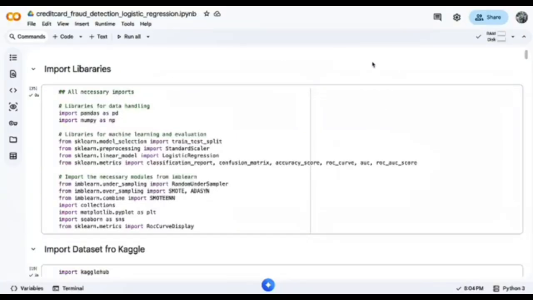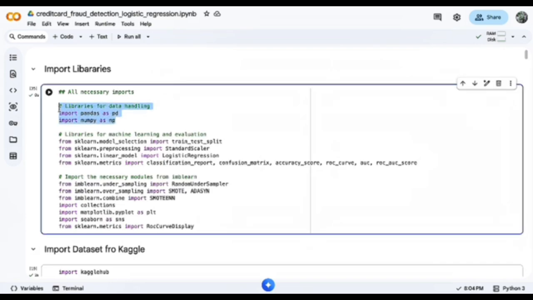Hello, I'm Bhavan Randunu. I'm designing a logistic regression model for credit card fraud detection. Here, first of all, we must import all the necessary libraries for data handling, for evaluation, and for machine learning, to implement the machine learning model and the data balancing techniques.